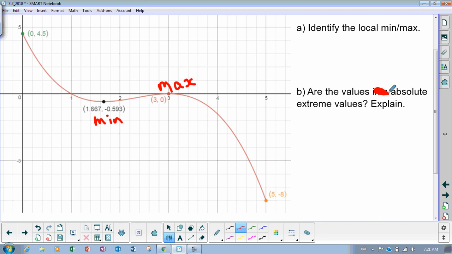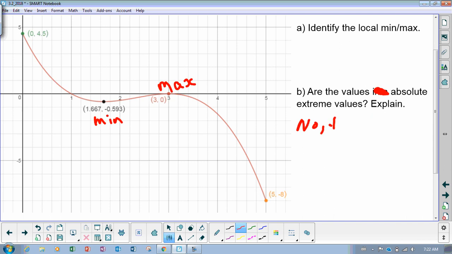absolute extreme values, explain. So when I look at that graph, the word absolute means there's nothing bigger or nothing smaller. Extreme just means minimum and maximum. You'll see this word, or extrema or extremum. They all mean the same thing. It's all about minimum and maximum values, whether they come from the first derivative or they are endpoints. So the answer to this question is no.